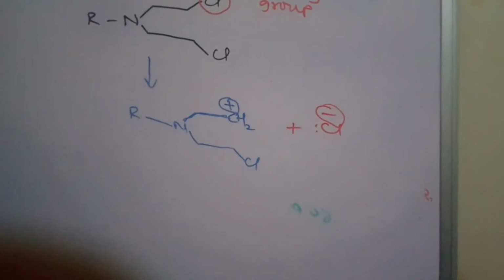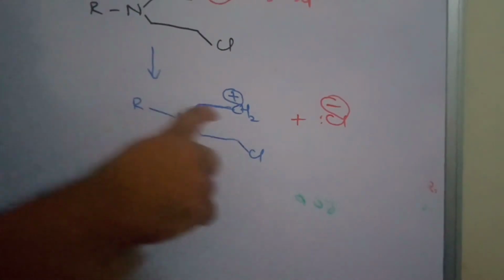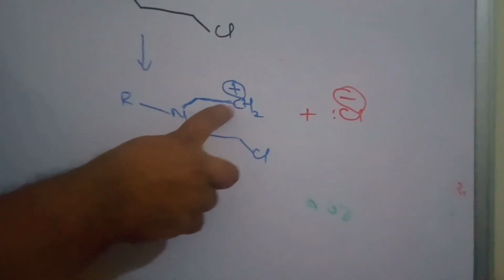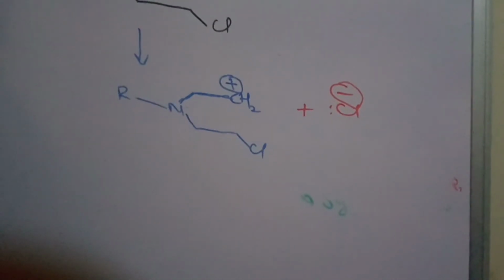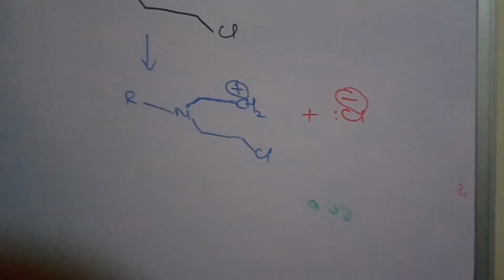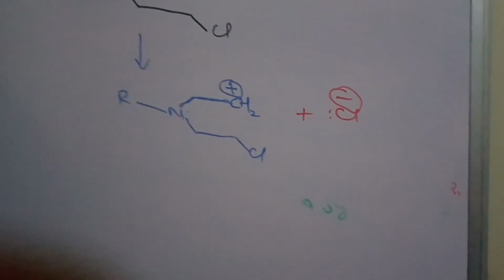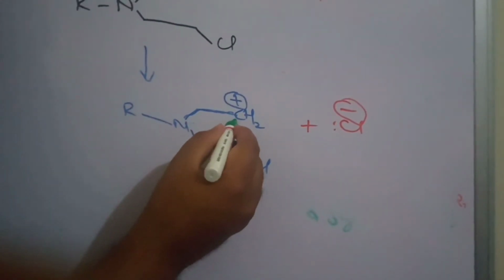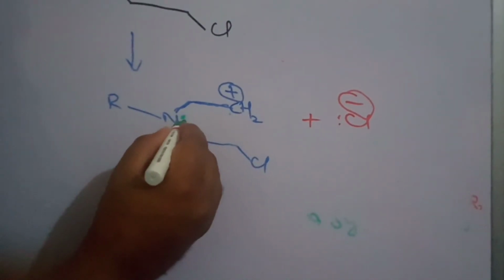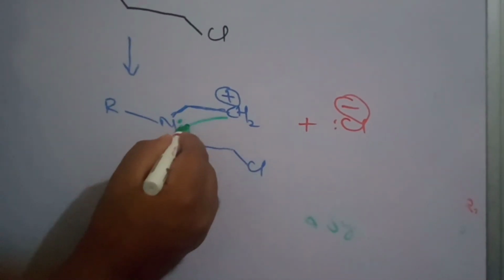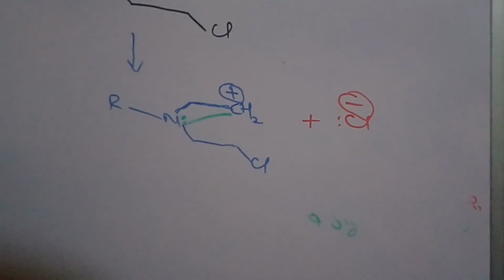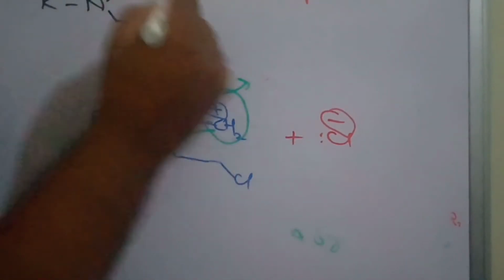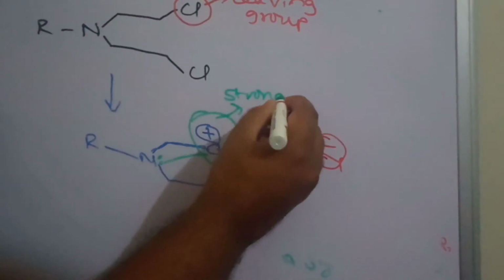All the halogens act as leaving groups. So this becomes a carbocation. Now it has become more and more electron deficient, so it will move towards the electron rich. Here it contains a lone pair of electrons. Nitrogen, we know, contains a lone pair of electrons. It forms a ring-like structure and becomes a strong electrophile. I told you the alkylating agent becomes a strong electrophile.